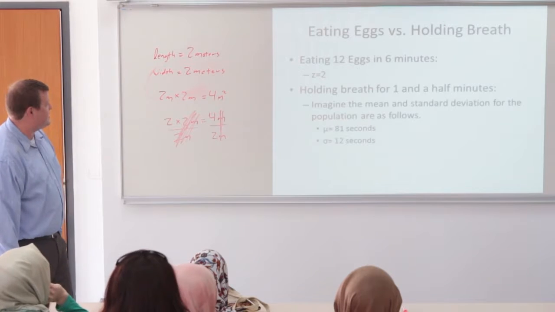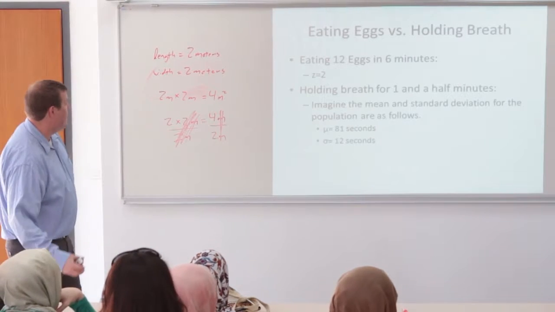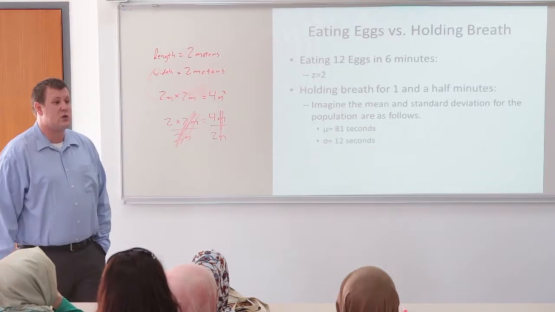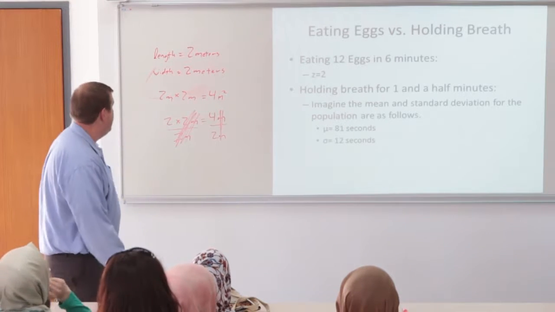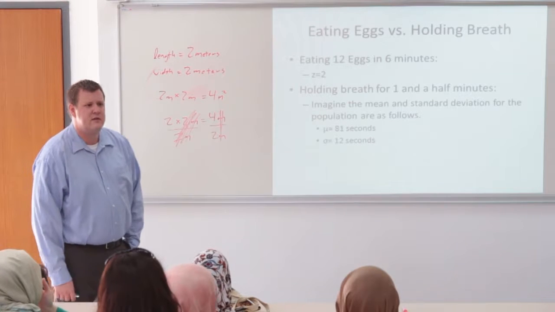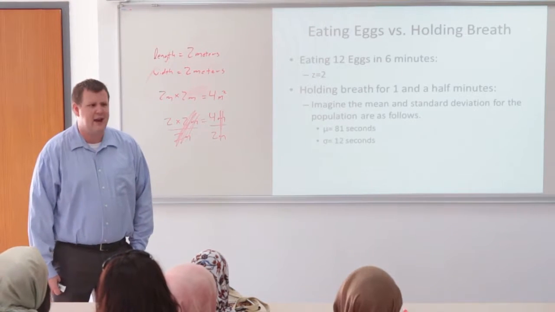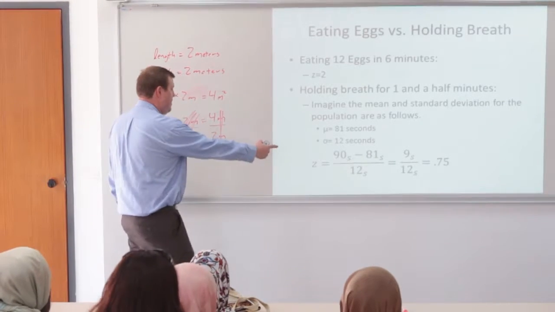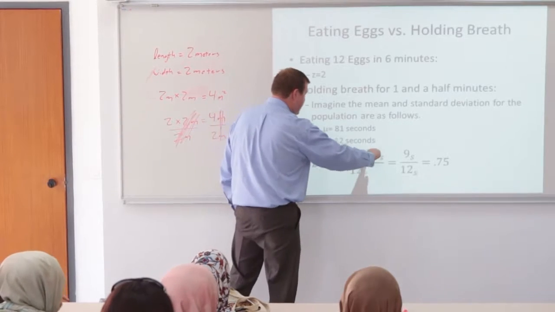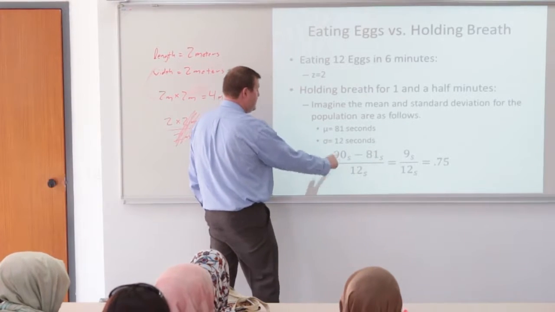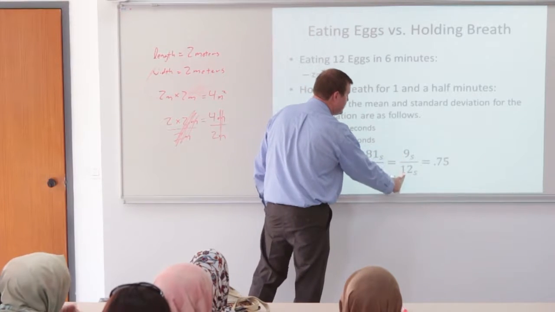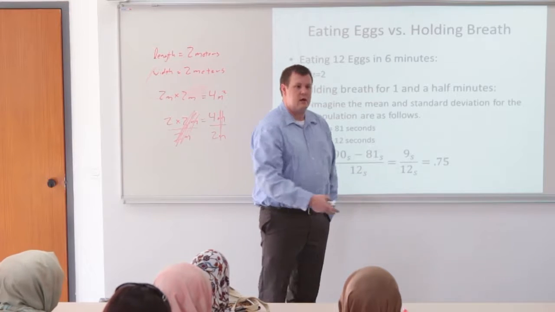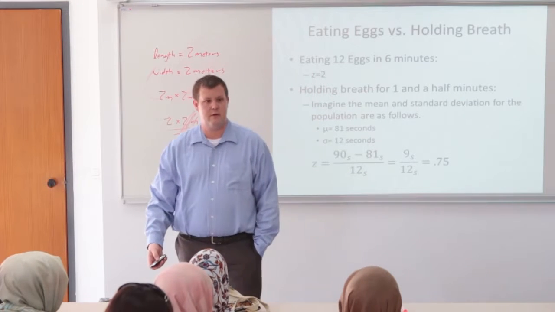So imagine that the mean and standard deviation for the population are as follows. The mean is 81 seconds. The standard deviation is 12 seconds. And what's the score for this person? 90 seconds, right? A minute and a half is 90 seconds. So how do we do it? 90 seconds minus 81 seconds all over 12 seconds. Well, this is 9 seconds over 12 seconds. The seconds are going to cancel out, and we'll be left with 3/4, 0.75.